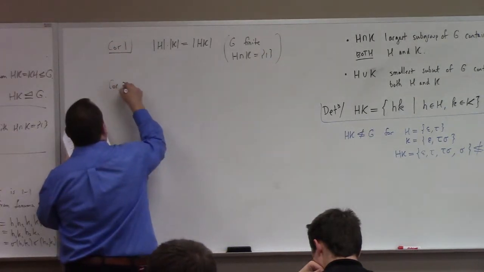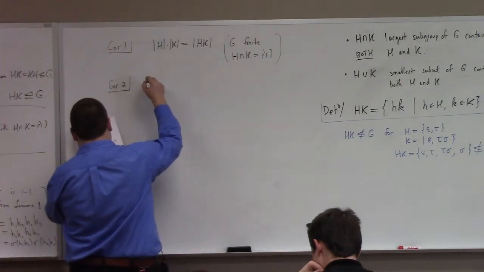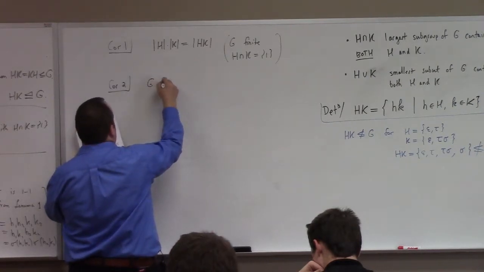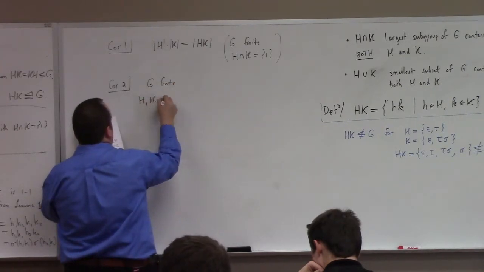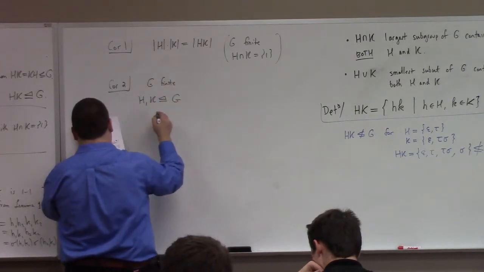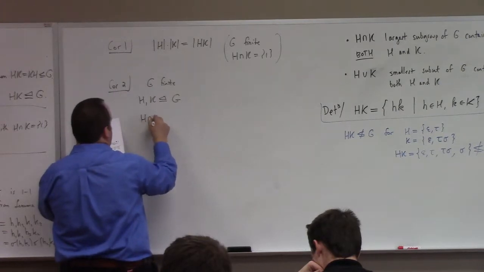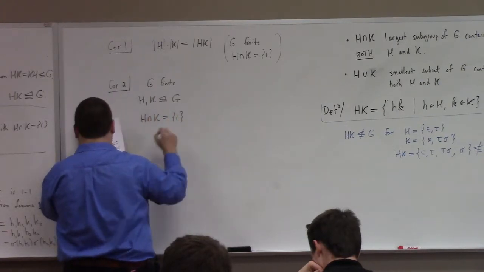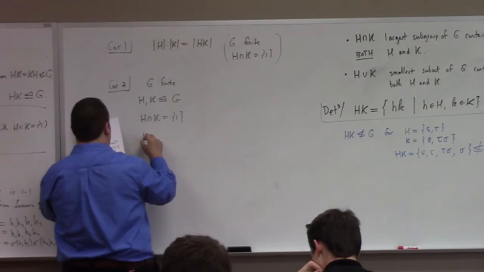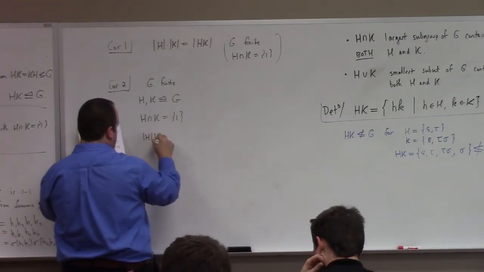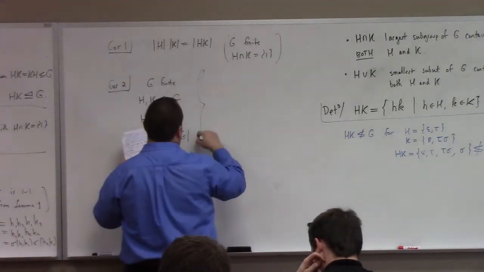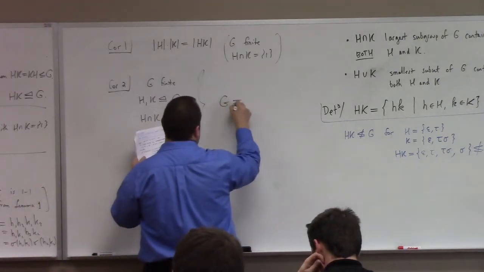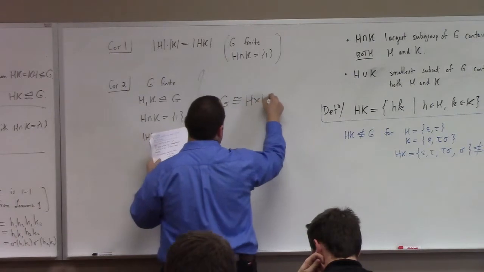Corollary 2 says that if we have G finite, and H and K both normal, all right, and the intersection of the subgroups is 1, and the product of the orders of the subgroups is equal to the order of the group, if you have all of this, then you get that G is isomorphic to H cross K.